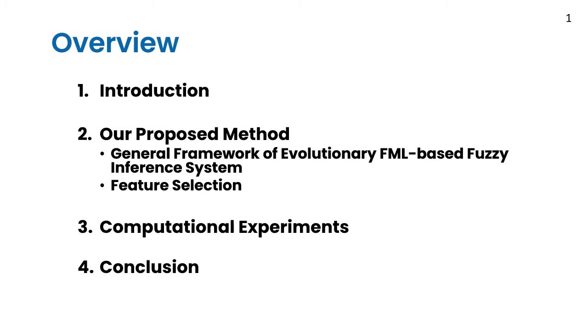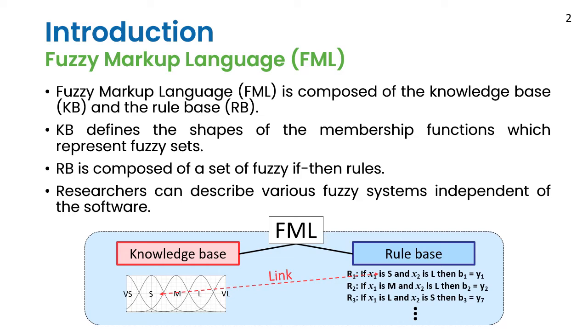This is an overview of today's presentation. Fuzzy markup language, called FML, is the first standard for fuzzy systems. FML is composed of the knowledge base and the rule base. The knowledge base defines the shapes of the membership functions. The rule base is a set of fuzzy if-then rules.